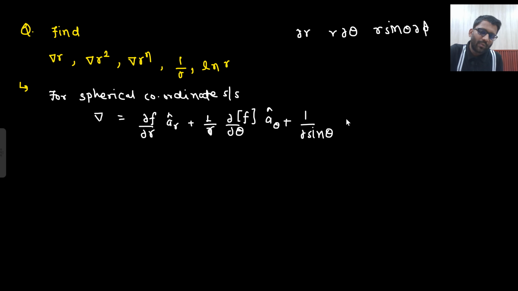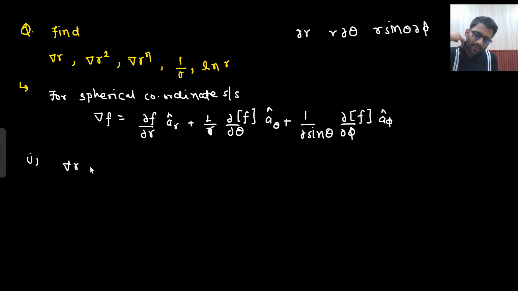This formula you have to remember, there is no other choice. Anyway you need to remember the formulas. This is the function f, a_phi cap. And the trick I have also told: dr, r d theta, r sin theta d phi, then del f, del f, del f, a_r, a_theta, a_phi, r, theta, phi. Okay, so first one, del r.